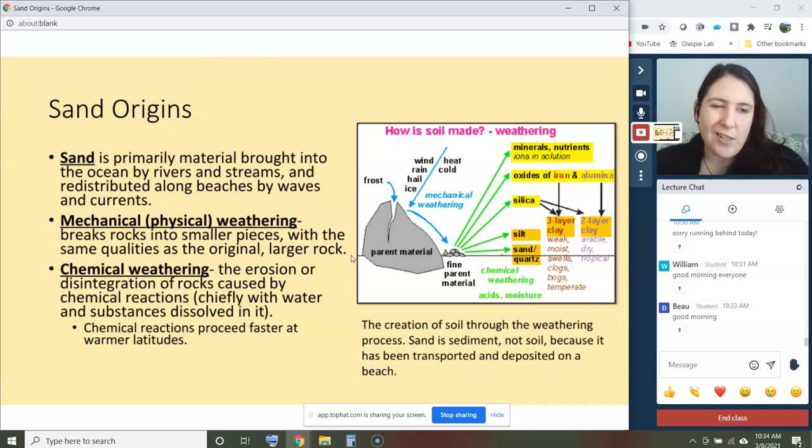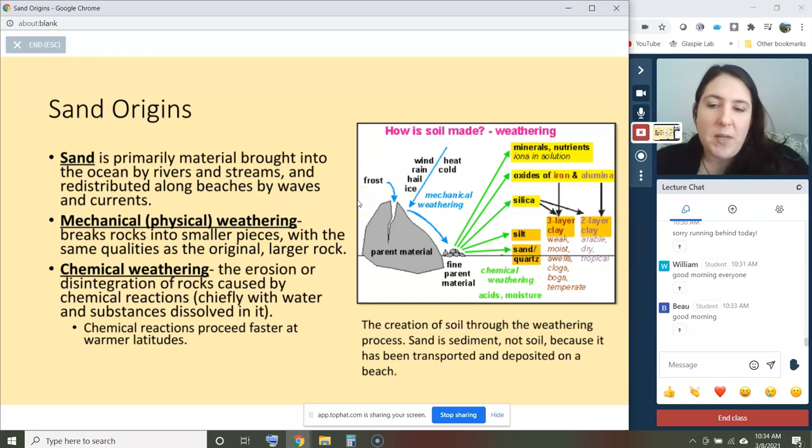There are a couple of different steps in the formation of sand, and the first is mechanical weathering. This is also known as physical weathering, but I'm going to say mechanical. And this is where a piece of rock breaks into smaller pieces. And so you can see here, this is the parent rock, and it can be broken down by wind, rain, hail, ice, and then the process of heating and cooling or freezing.